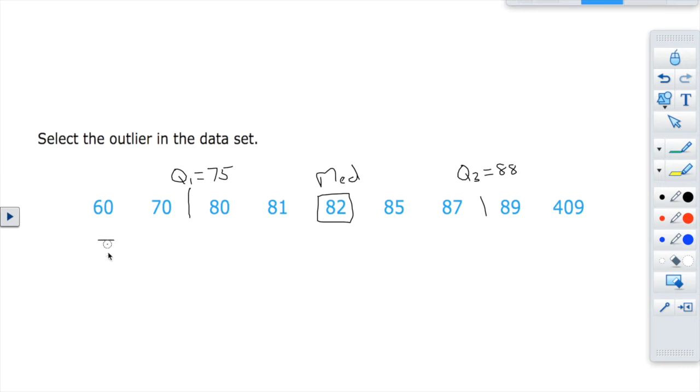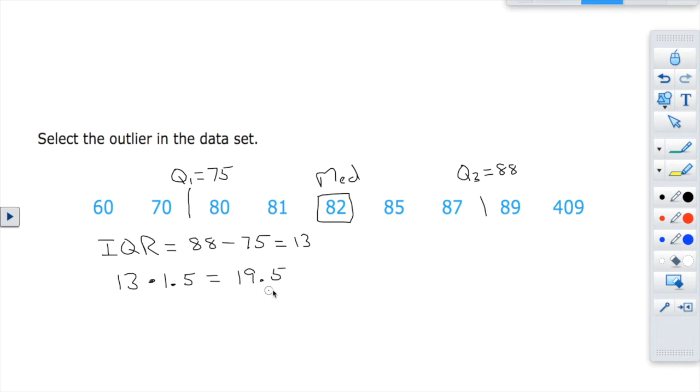Now we have to calculate our interquartile range, or IQR. I take Q3, 88, subtract Q1, 75, so our interquartile range is 13. Now I'm going to take 13 and multiply by 1.5. We always multiply our interquartile range by 1.5. 13 times 1.5 is 19.5.